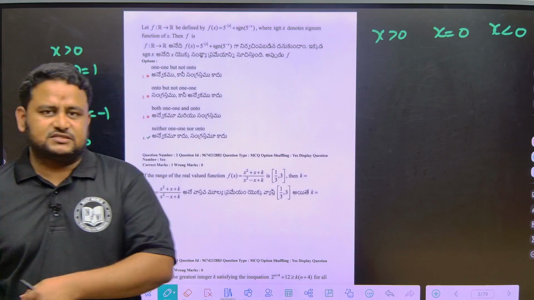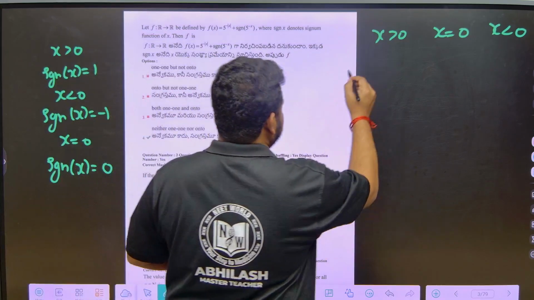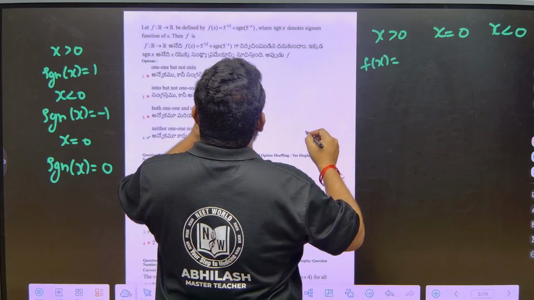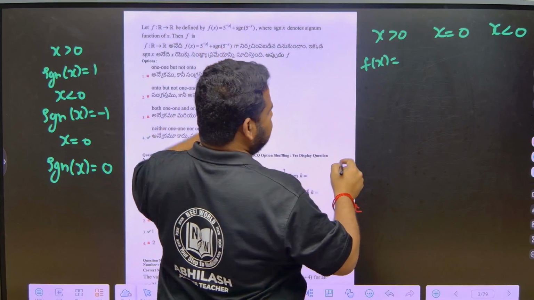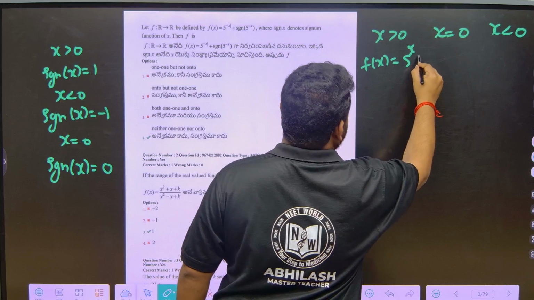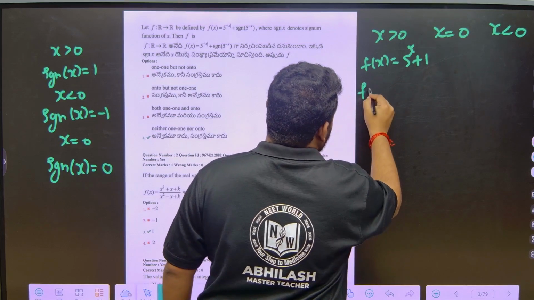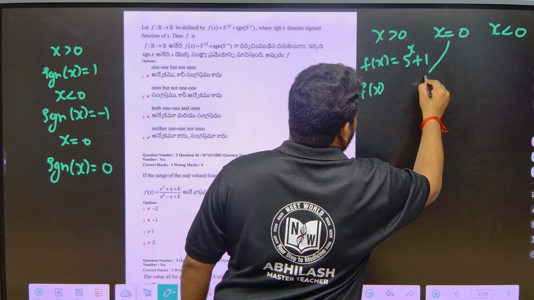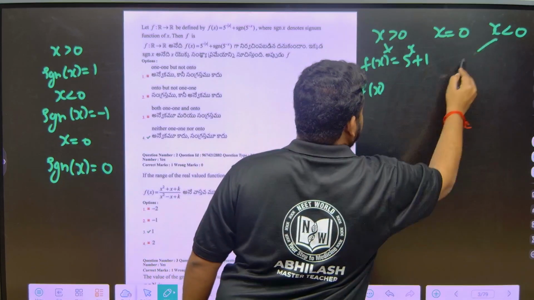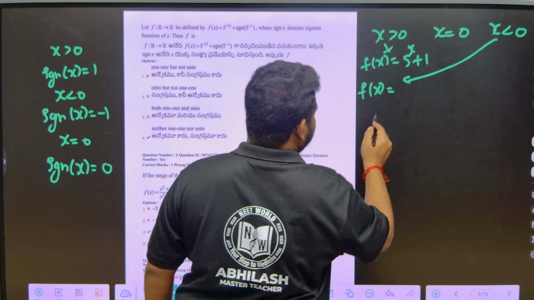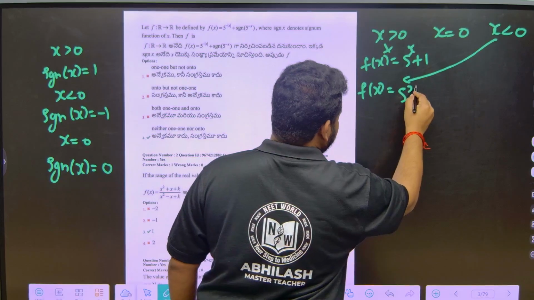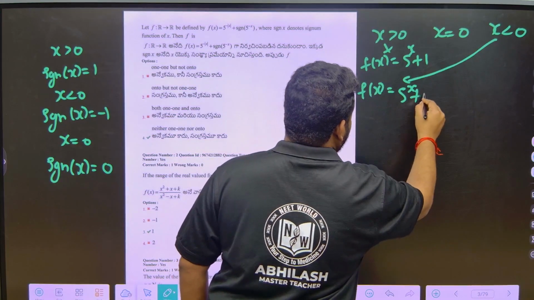Now, in the first case, if x is greater than 0, what will happen to f of x? f of x will become 5 to the power of minus mod x, which becomes 5 to the power of minus x, and the signum function of this will become plus 1. Now, when x is less than 0, f of x will become, since there is mod x, 5 to the power of x itself, and the signum function will become plus 1 itself.